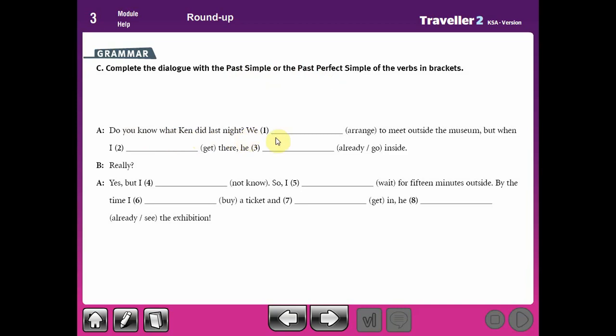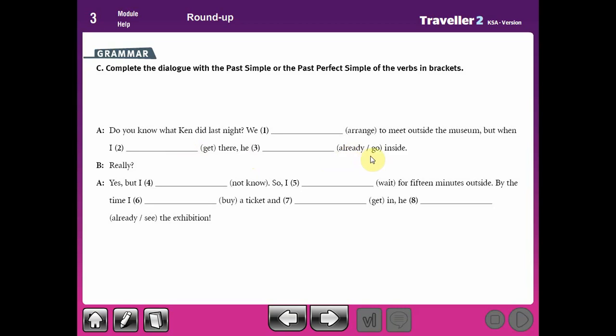We arranged to meet outside. So I'm talking here about outside the museum, but when I get there, he already go inside. So I'd like to check which happened first. Okay, arrange. So we arranged first to meet outside, this is number 1, right? We arranged it before going to the place, right? But when we got there, that is number 2.